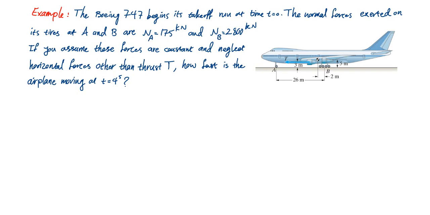Now, assuming that the forces are constant, which is a pretty big assumption, a pretty major assumption, I would say, and if we can neglect all the forces other than thrust T, which is applied to the whole structure because of the engines of the plane, so it's pushing the plane forward. If that's the only horizontal force applied to the airplane's body, we want to find out how fast the airplane is moving after 4 seconds.